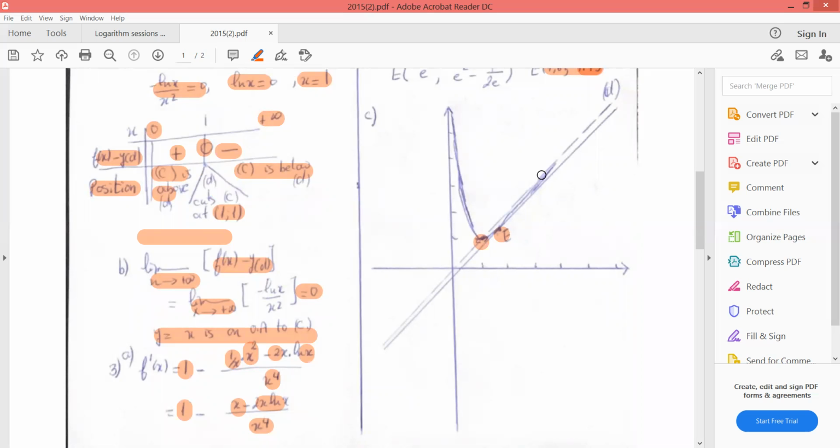Please, do you like to ask? Is this the vertical asymptote? This is x equals 0. This is the line. Okay? Okay.